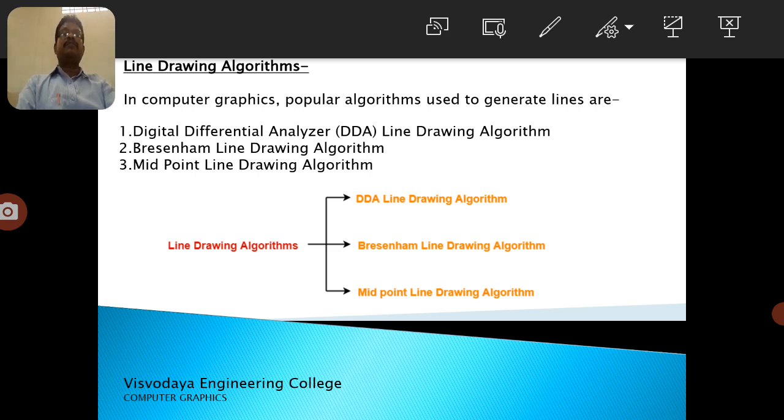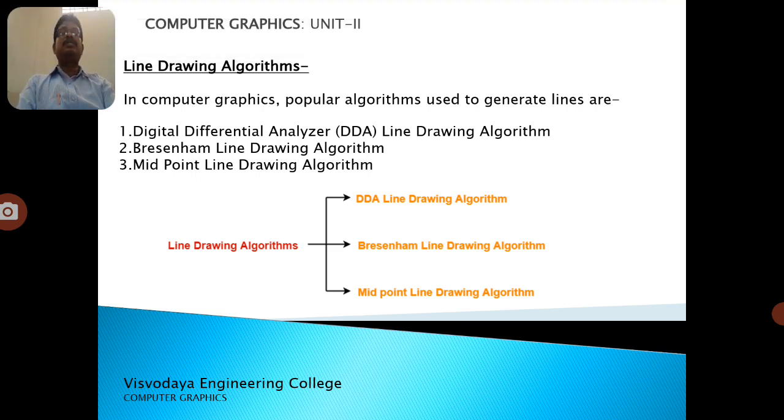Now there are different types of line drawing algorithms, and the popular ones are the Digital Differential Analyzer, DDA, line drawing algorithm, Bresenham's line drawing algorithm, and the third one is the midpoint drawing algorithm. In this session I am going to explain the line drawing algorithm related to the DDA.